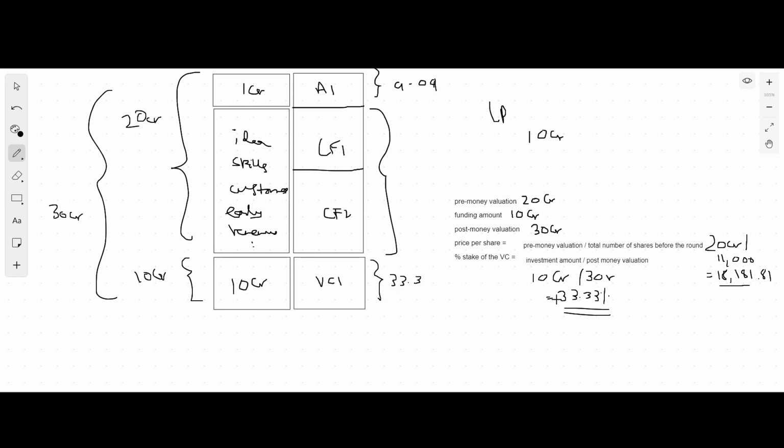So the new VC has 33.3% of the company, and everybody's stake is now recalculated and reduced by 33%, which means that this angel now goes to 6.06% and the co-founders dilute to 60.61%, right? So this is what your final cap table or the equity structure will look like after the investment round, after your Series A.